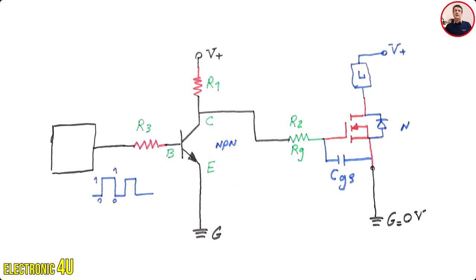I use an NPN transistor. The collector pin is connected to the voltage with a resistor. This voltage supplies the gate. We call this resistance R1. The base is connected to the microcontroller with the help of a resistor. We call this resistance R3. The output of the transistor is connected to the gate pin of the MOSFET with a resistor called RG. We call this resistance R2. The load is connected to the drain pin. MOSFET is N-channel. The pulses are generated by the MCU.